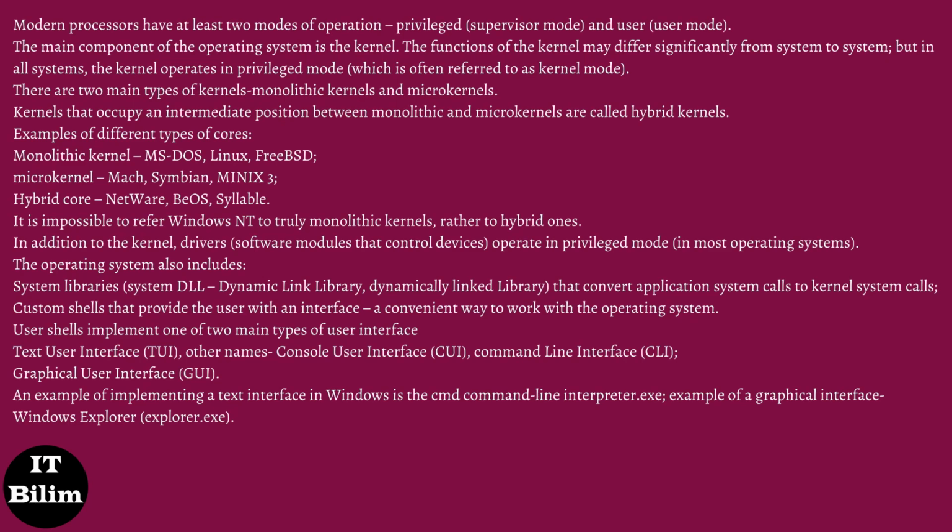Custom shells provide the user with an interface, a convenient way to work with the operating system. User shells implement one of two main types of user interface: text user interface, TUI, other names console user interface, CUI, command line interface, CLI, or graphical user interface, GUI. An example of implementing a text interface in Windows is the CMD command line interpreter. An example of a graphical interface: Windows Explorer.